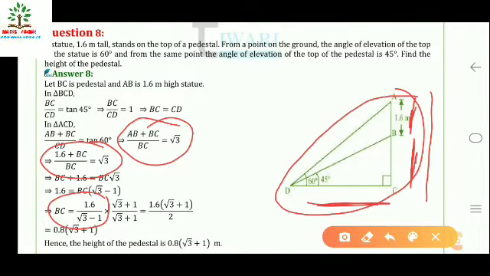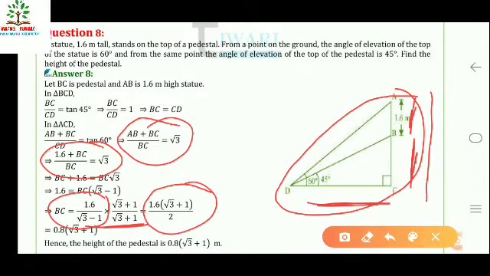Now rationalize this by using the formula (a plus b)(a minus b) is equal to a square minus b square. So we get 1.6 within bracket (root 3 plus 1) whole over 2. So cancel this 1.6 by 2. So the result will be the height of the pedestal is 0.8 multiplied by (root 3 plus 1) meters.